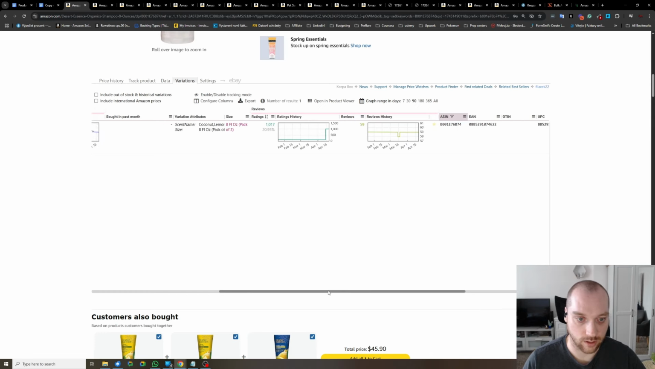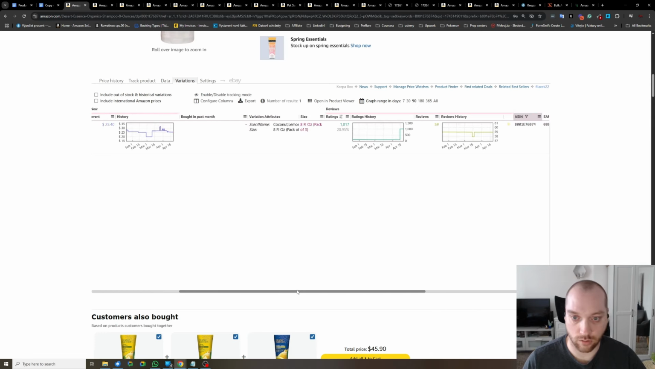So from all of the sales that this whole listing and all variations make, this variation itself holds about 20% of all the ratings, because not many people know about it. Each variation gets its own rating, right? And we can see also the history here, rating history. You can see it jumped. This jump, I don't know what happened here, but that's kind of weird.